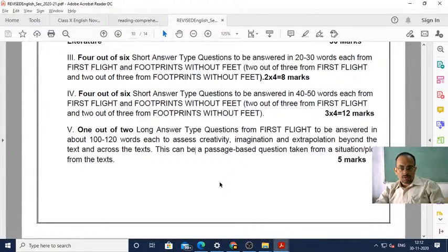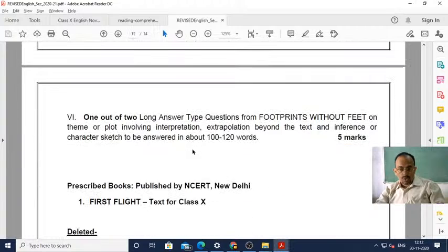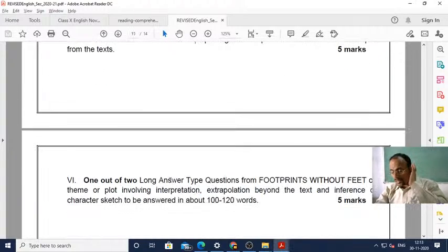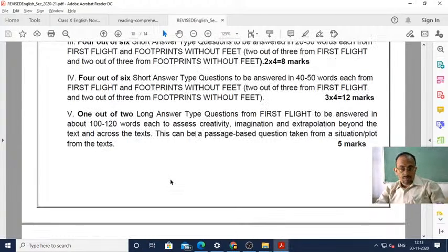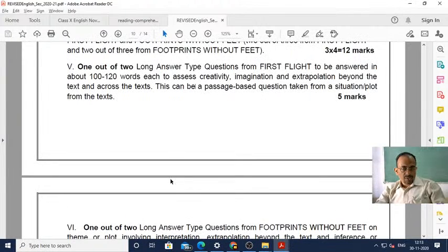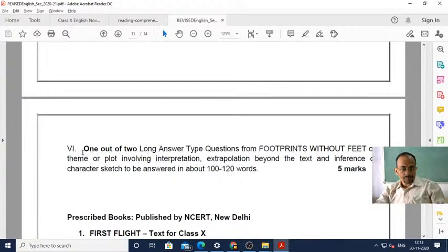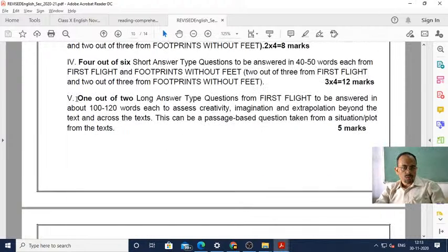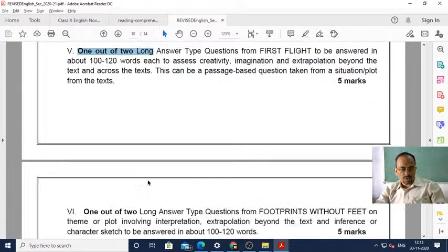So first there were 2 questions, dear students. As it's an 80 mark paper, therefore there will be 2 questions. One will be from First Flight, and the second will be from Footprints Without Feet. Okay, and the questions can be like 1 or 2. Here also 2 questions will be given, out of which one. Here also you are given the choice. 2 questions will be given. You have to answer one question.